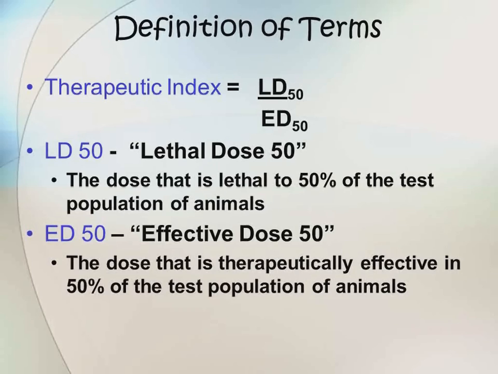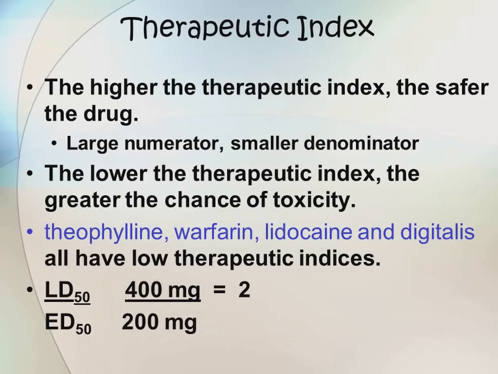You ideally want to have a drug that has a very high effective dose. I'm sorry, the other way around. You want a very low effective dose, but a very high lethal dose. You want the difference between them to be wide. The higher the therapeutic index, meaning the higher the numerator compared to the denominator, the safer the drug. So big numerator, small denominator, good idea. We want it to be effective at a very low dose, but lethal at a very high dose. Lower therapeutic indexes, meaning a smaller difference between an effective dose and a lethal dose, are a bad thing, and you have higher incidences of toxicity.